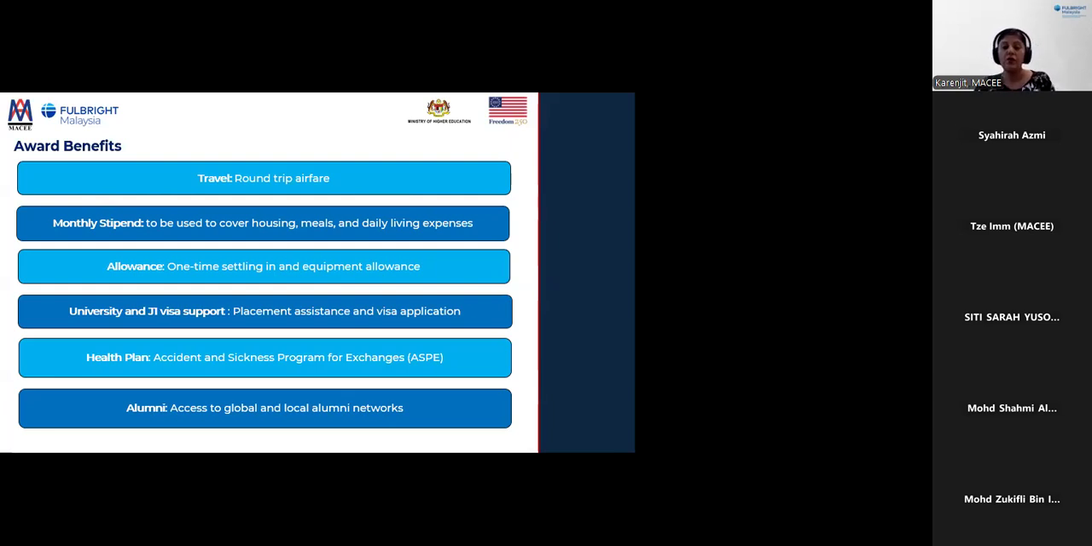Okay, there will also be allowances, and this is a one-time allowance that is paid out. It is a one-time settling-in and equipment allowance. So far, as far as I know, the allowance is something that you might receive before you go, or it will be incorporated into the first monthly stipend that you receive when you are in the US. Right?